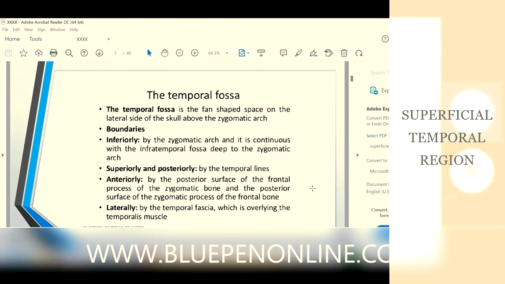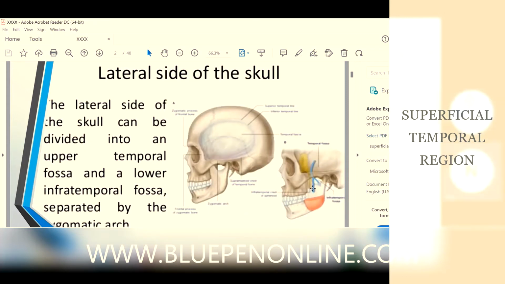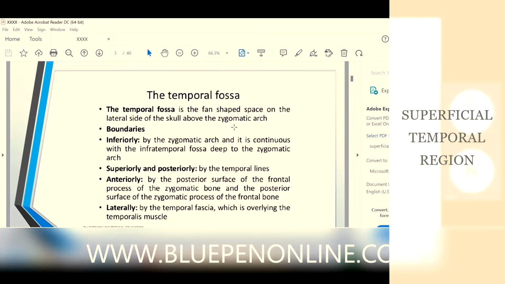And superiorly and posteriorly by the temporal lines. See, this is what I am telling. Inferiorly by the zygomatic arch, and superiorly and posteriorly by the temporal lines. These are the temporal lines: superior temporal line, inferior temporal line. All right? Okay.